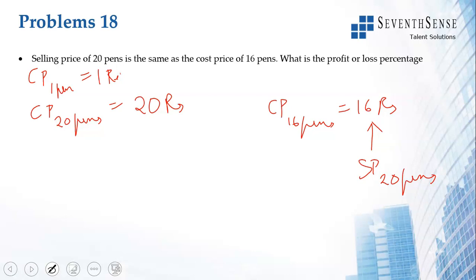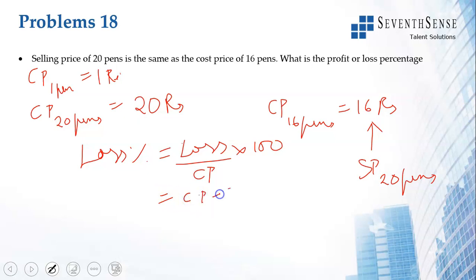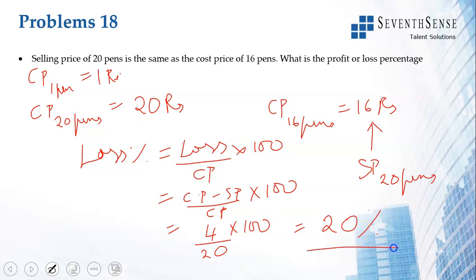Is it a profit or a loss? The selling price is lower than the cost price, so it is a loss. Loss percentage is equal to loss by CP into 100. The loss here is CP minus SP. CP is 20, SP is 16, so we get 4. 4 divided by CP, which is 20, into 100. We get 20%. So the loss percent is 20.